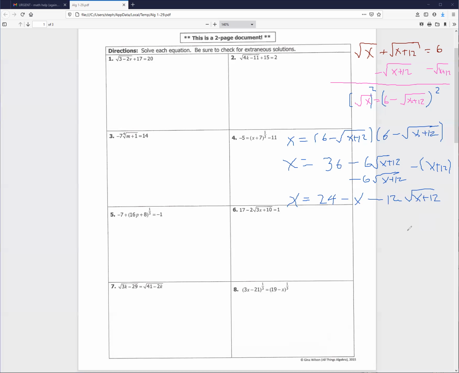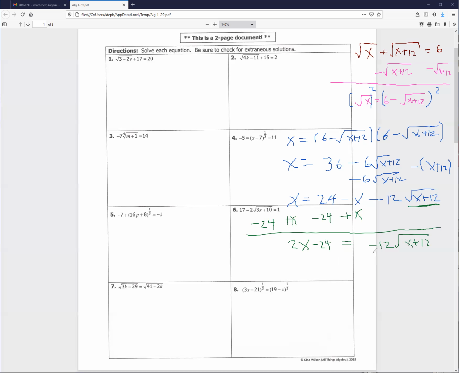It's still kind of gross, but what we're going to do is exactly what we did before. We're going to isolate this square root. So it means we're going to add x to both sides, and we're going to subtract 24 from both sides. And we're going to say negative 12 square root of x plus 12 equals, over here we've got 2x, and then we've got a minus 24. Hmm, okay. So we'll divide both sides by 12.